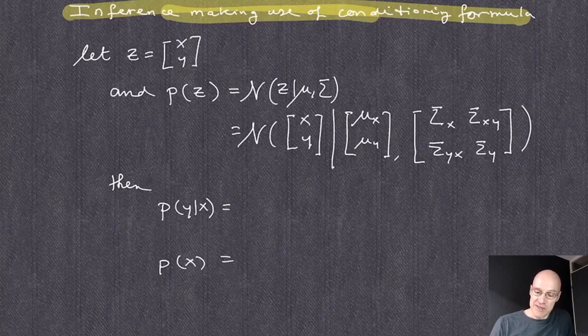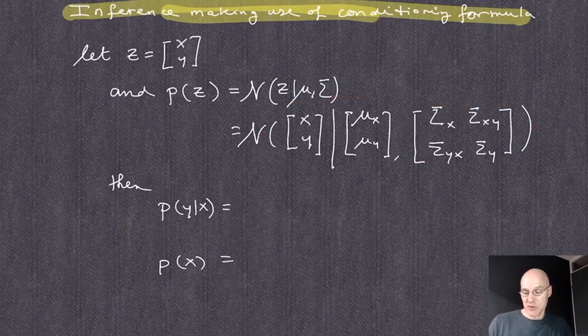So let's say I have a variable z, and z is just a vector, and I've grouped a bunch of components in x and a bunch of components in y, and z is just a joint Gaussian. So I can write it as a distribution over z with mean vector mu and covariance matrix sigma. But because of the partitioning in x and y, I can also write it like this now.